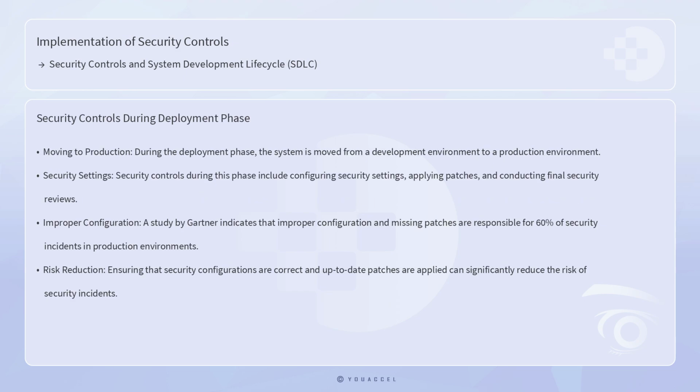During the deployment phase, the system is moved from a development environment to a production environment. Security controls during this phase include configuring security settings, applying patches, and conducting final security reviews. A study by Gartner indicates that improper configuration and missing patches are responsible for 60% of security incidents in production environments. Ensuring that security configurations are correct and up-to-date patches are applied can significantly reduce the risk of security incidents.